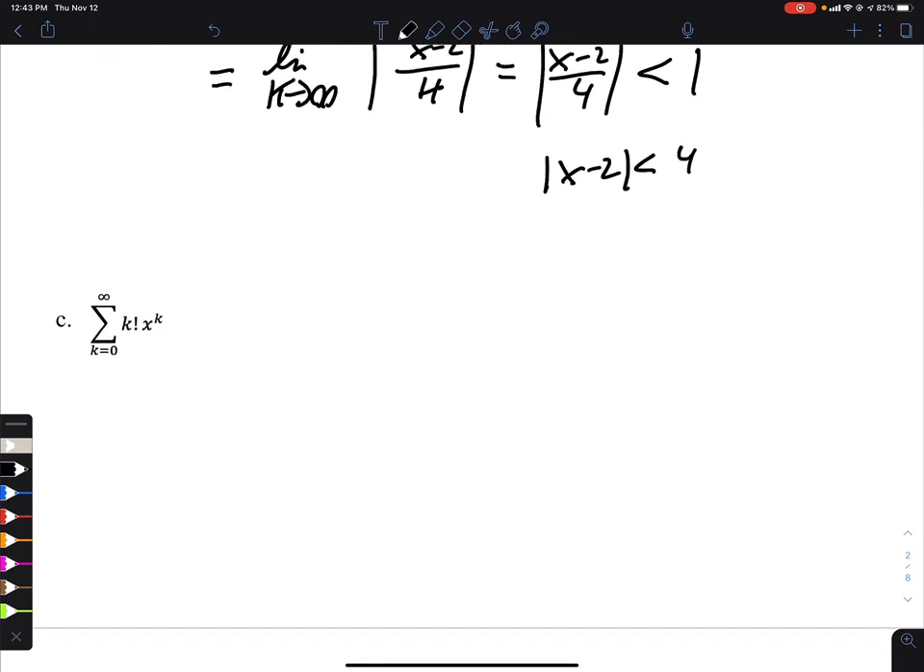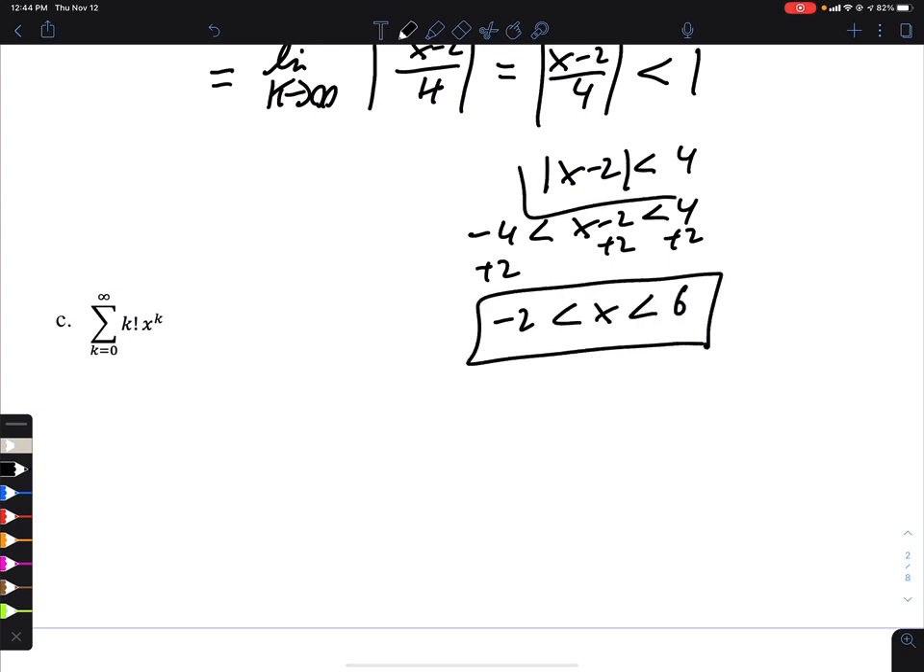Now, you can convert this to be this: negative 4 less than x minus 2 less than 4. If you want to get rid of the absolute value, that's how you write it, like that. You add 2 to everything, and you get an interval of convergence. So that is just the same as that without the absolute value.